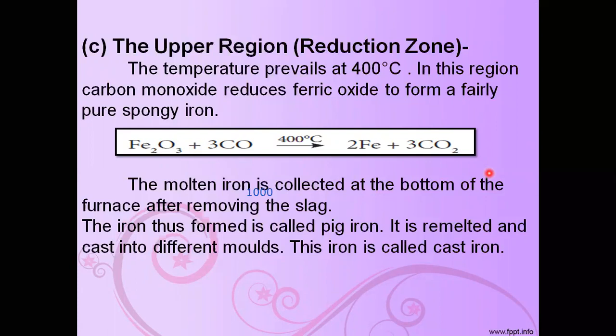In this region the temperature is 400 degrees Celsius. In this region carbon monoxide reduces ferric oxide to form a fairly fused spongy iron. That is Fe2O3 plus 3CO at 400 degrees Celsius gives Fe plus 3CO2 liberated.